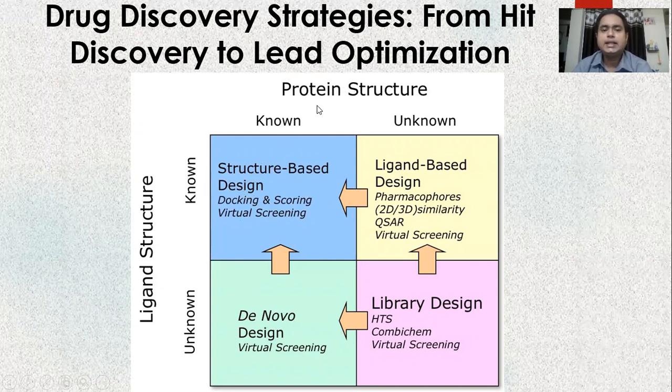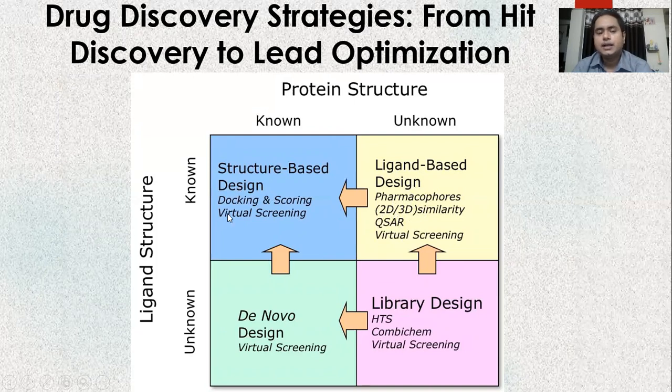So in this figure, we can analyze that if the protein structure is known and the ligand structure is also known, then you can go for structure based drug design. Structure based drug design consists of docking, scoring and virtual screening. If the protein structure is unknown but the ligand structure is known, then you will go for ligand based drug design. This ligand based drug design can be performed using pharmacophore modeling, 3D and 2D QSAR modeling, and virtual screening.